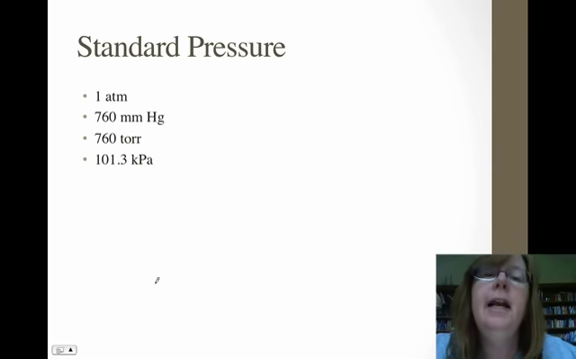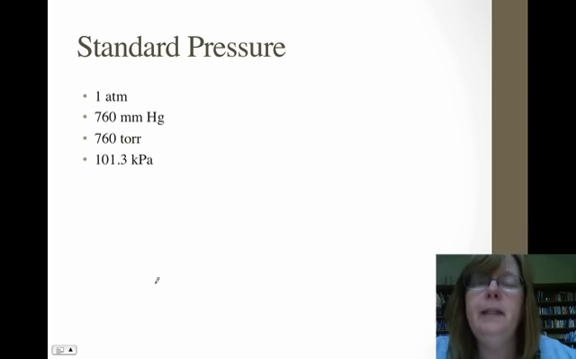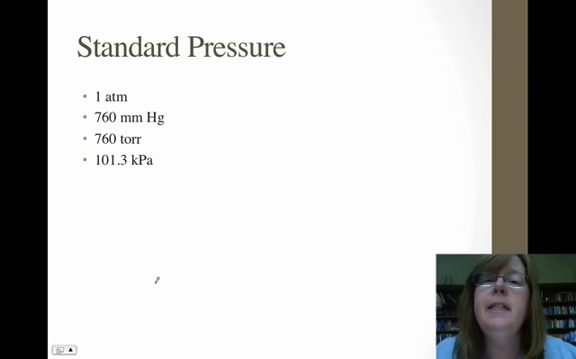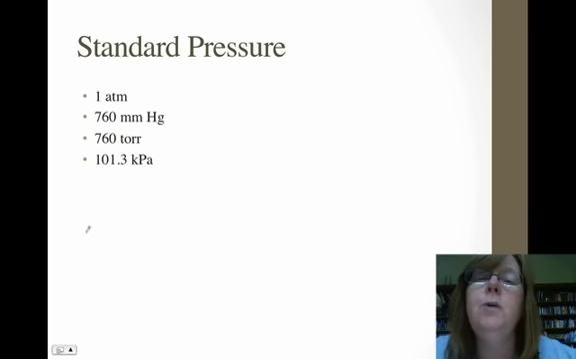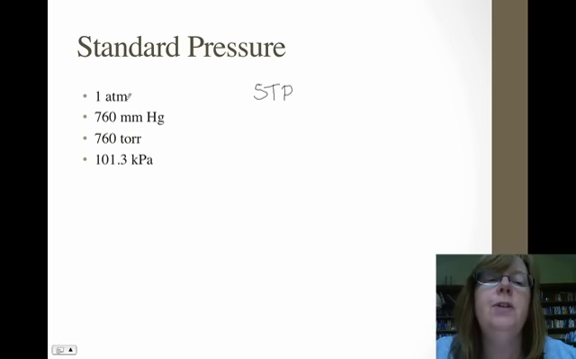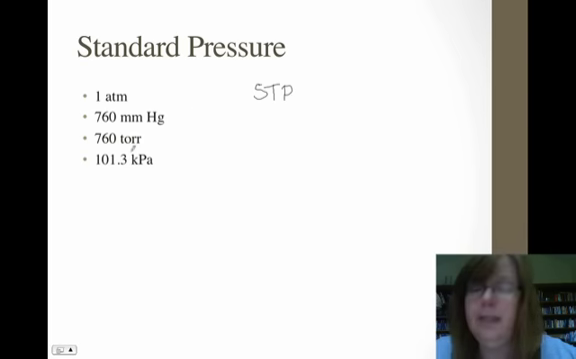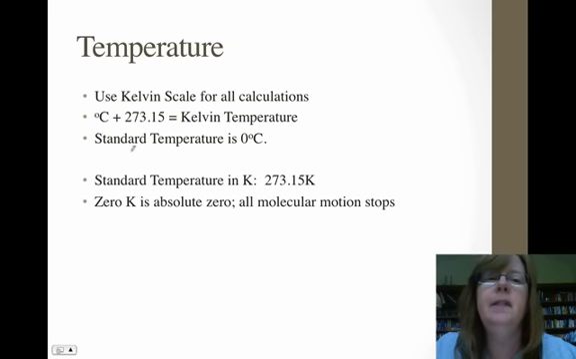Standard pressure, if it's an ATM, it's 1 ATM, or 760 millimeters of mercury, or 760 torr, or 101.3 kilopascals. Now, all of these standard pressures are given to you in your reference packet, so you don't need to have these memorized. But if it tells you that you're doing an experiment, and if you're at STP, that's standard temperature and pressure, our standard pressures would be one of these, depending on which unit you're using.